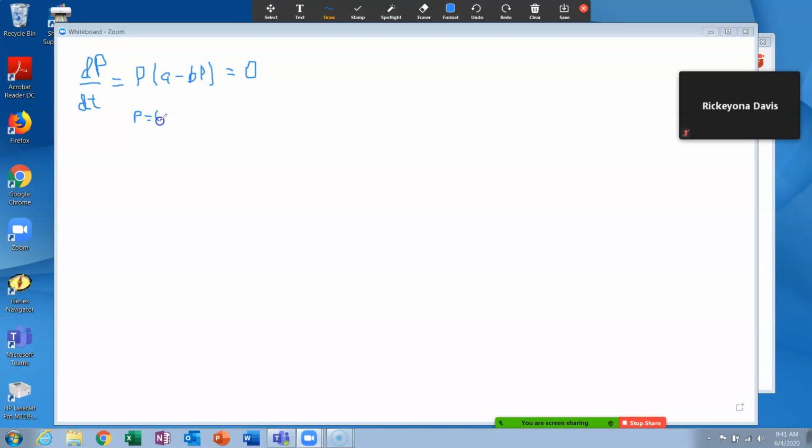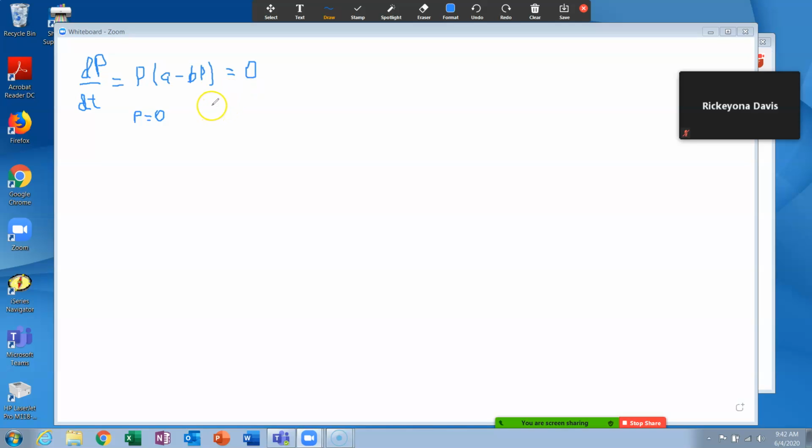Obviously, right? That would make that true. The other is when this thing is equal to 0. And to keep from having to write it down, let's just do the math first. When a minus bp is equal to 0, we could add bp to both sides and have a is equal to bp, right? Let's flip them around and say bp is equal to a.